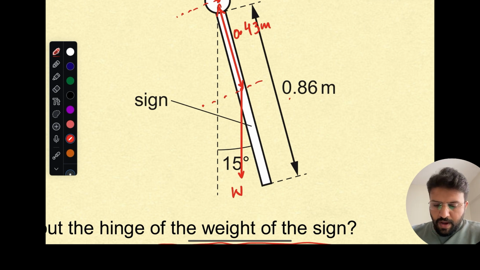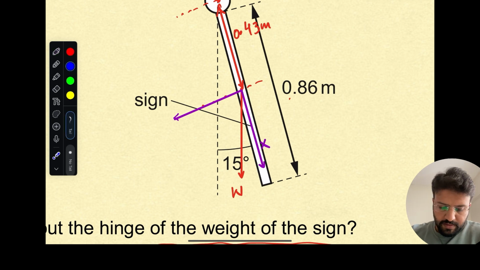Now, if you remember the definition of moment, it is the force multiplied by the perpendicular distance to the force. So we have to find the components of this weight. There are two components: one perpendicular to the surface, like this, and one along the surface, like this. We are not interested in this one because its line of action passes through the pivot point, so it will not produce any moment. We are interested in this component.